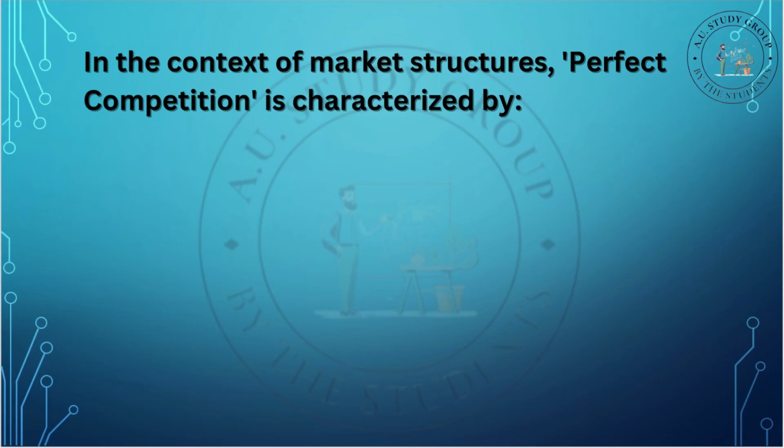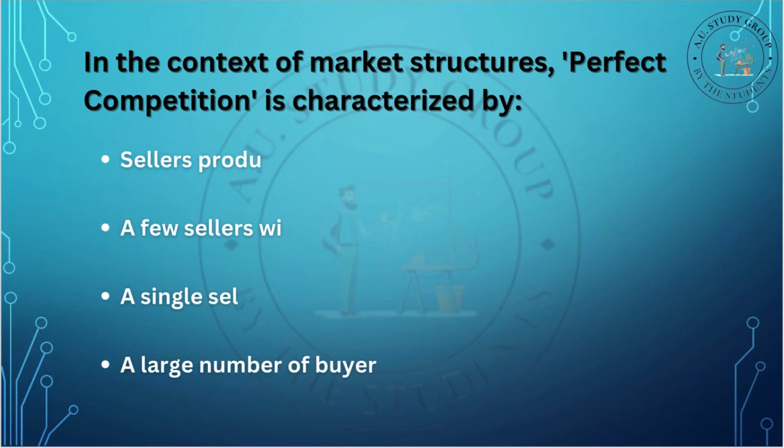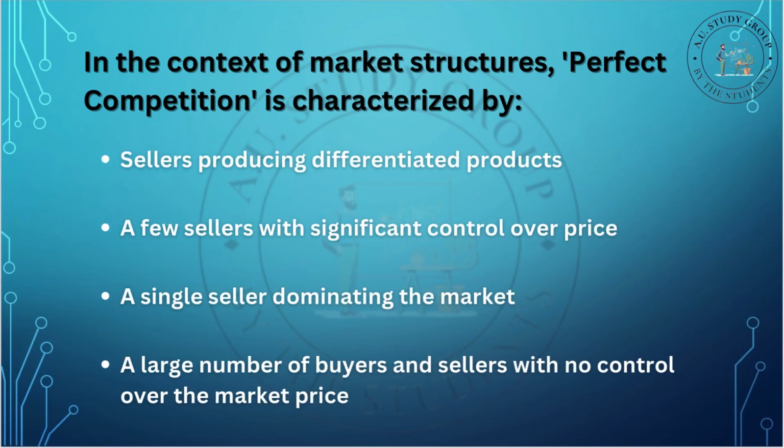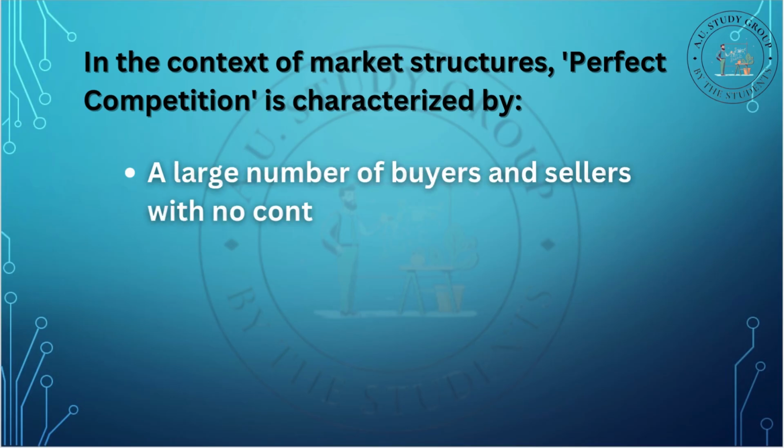In the context of market structure, perfect competition is characterized by what? Sellers producing differentiated products, a few sellers with significant control over price, a single seller dominating the product market, a large number of buyers and sellers with no control over the market price. What is perfect competition characterized by? Large number of buyers and sellers with no control over market price.